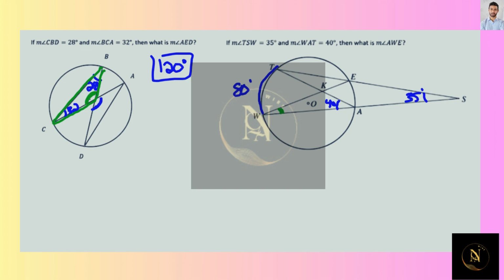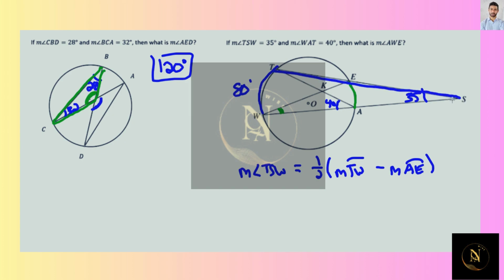And then we could find arc EA because the measure of angle TSW would be equal to 1/2 the difference, because it's outside the circle, of the measure of arc TW, the larger one, and the measure of arc AE, the smaller one. This is because this angle intercepts two arcs, EA and TW.